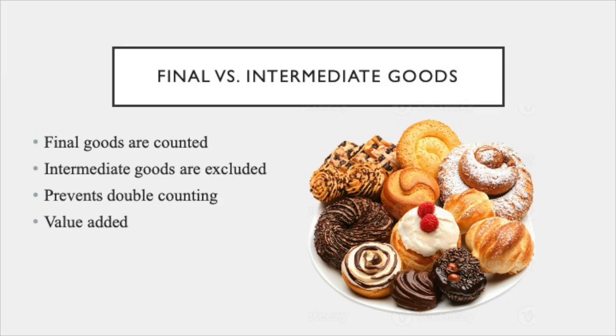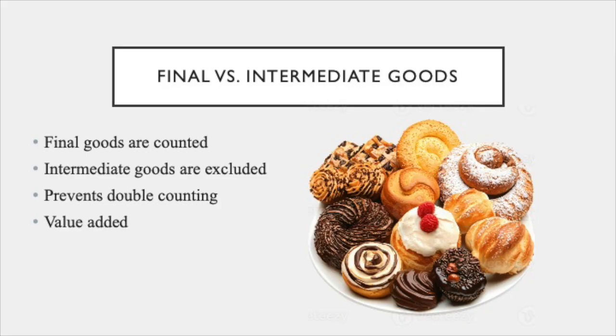Let's get crystal clear on the difference between final goods and intermediate goods, because this is key to understanding GDP. Final goods are products sold to the end user or consumer, the ones you actually buy and use. For example, if you buy a smartphone, a car, or a sandwich, that's a final good. Its value goes straight into GDP because it's ready for consumption.